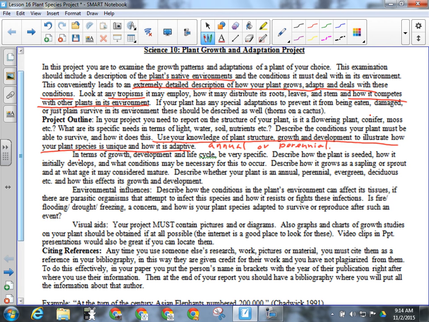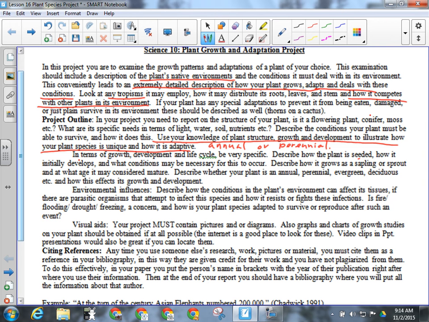In terms of growth, development, and life cycle, be specific. How's the plant seeded? Is it something like an avocado, with a big old pit that decomposes and it grows from that? Or is it like dandelions, where it's just little tiny seeds carried on the wind? Does it have to go through the digestive tract of an animal before it will germinate? Things like that, in terms of seeding.